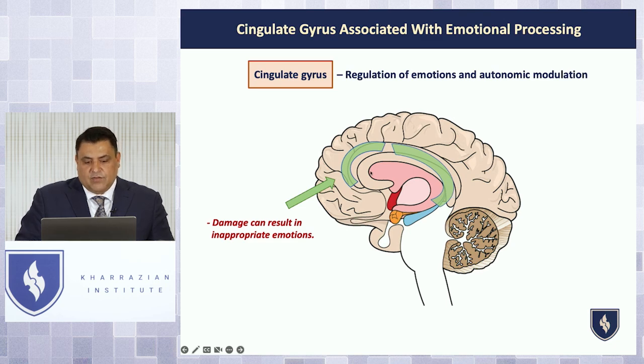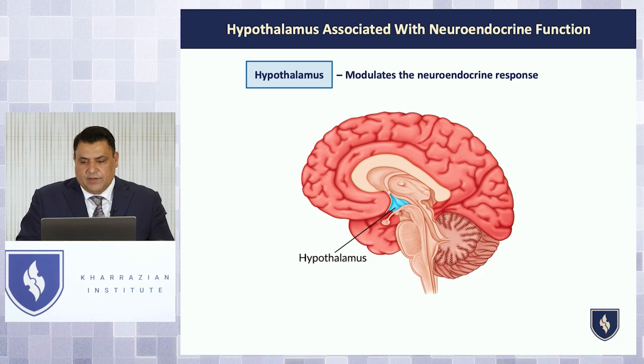And then when people have injury and damage to their cingulate, it results in inappropriate emotions. So they can see acts of violence and start laughing. They can see things that are really happy and then start crying. It's just things that are inappropriate in a sense. That's where the cingulum injuries express.